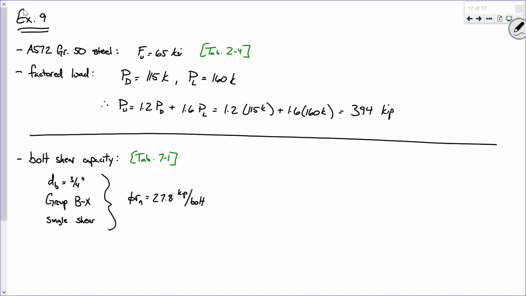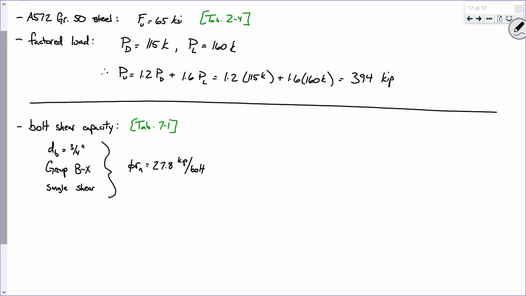Okay, all right. So help me out. To get the required number of bolts, what do we got? The number of bolts is essentially, well, let's just keep it simple. We have a factored load of 394 kips. We got 27.8 kips per bolt. So you tell me what to do. Just divide them out.